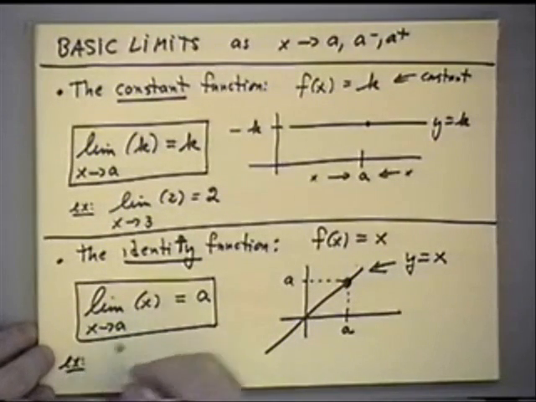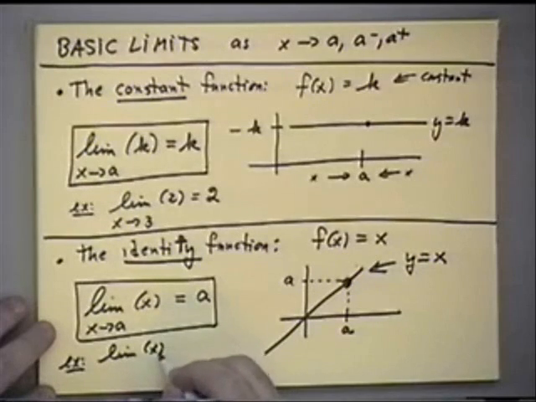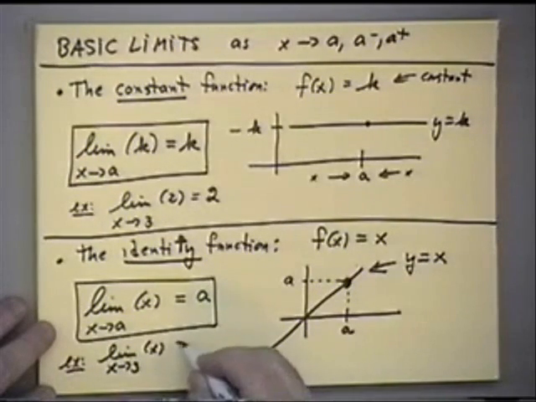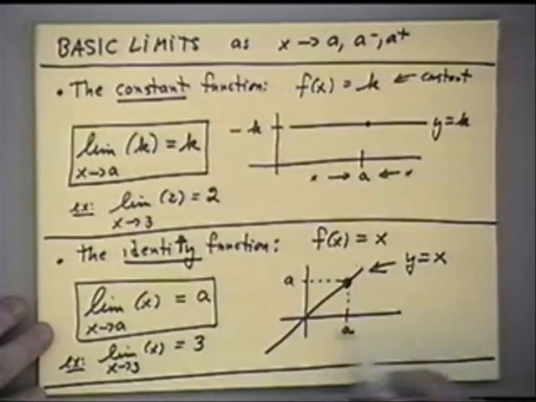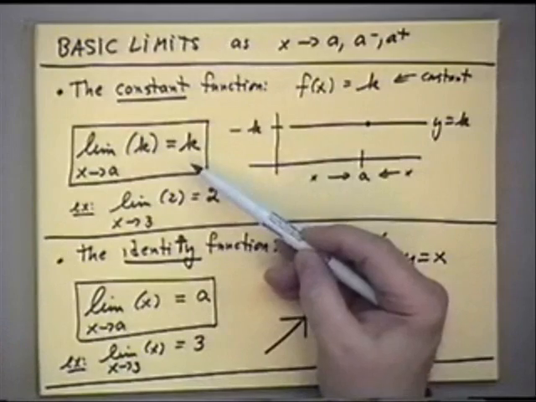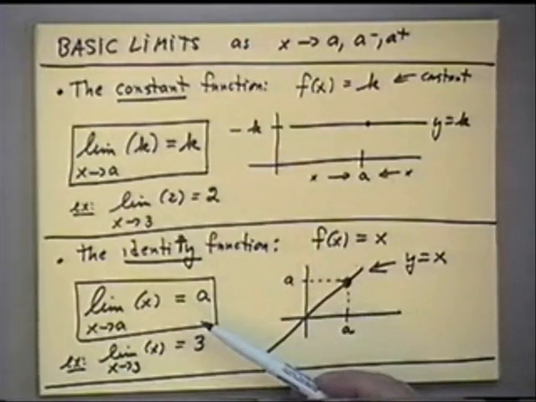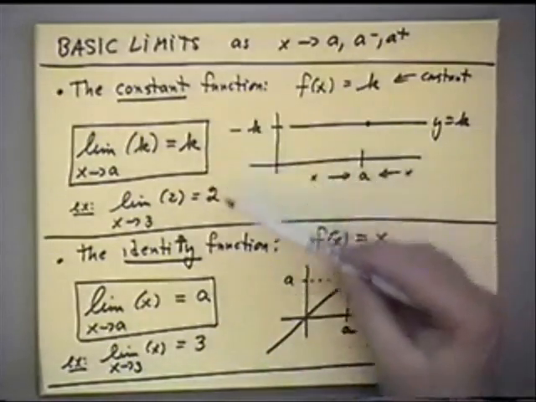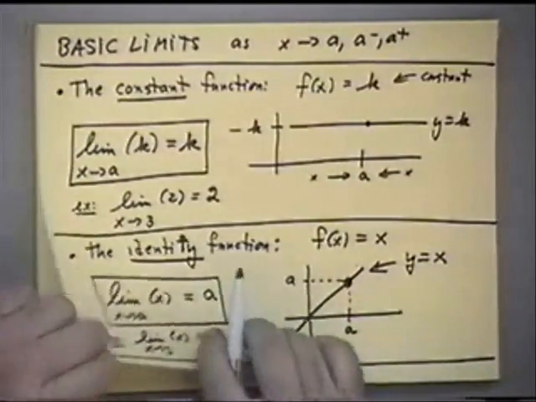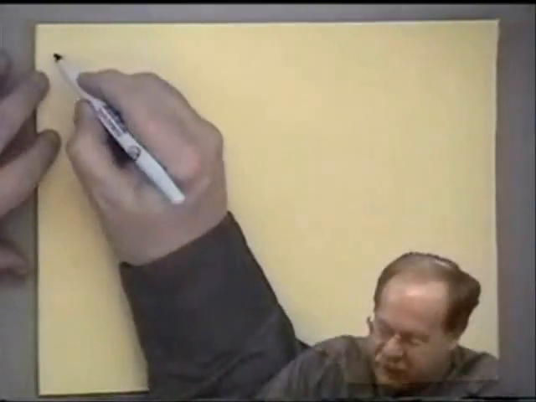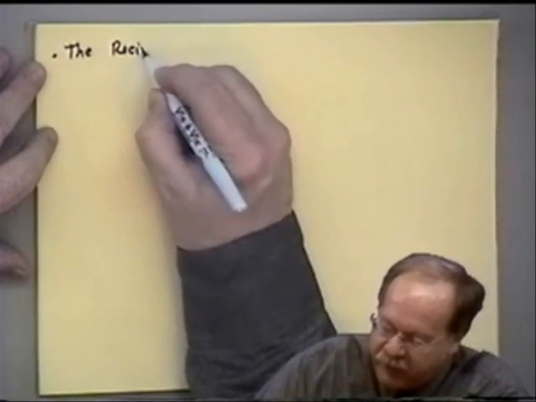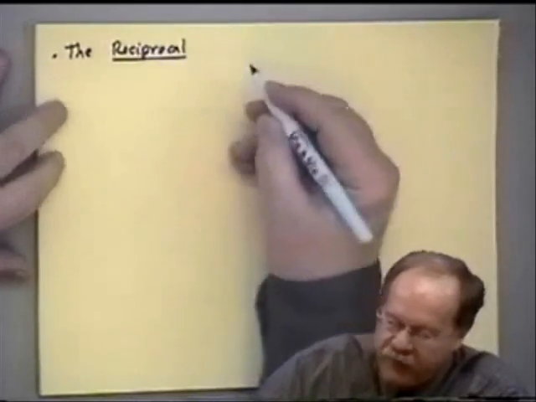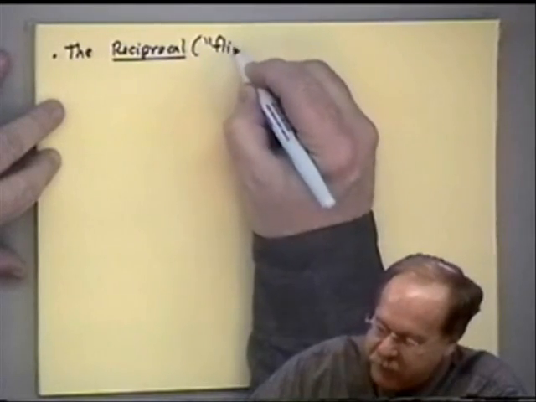So, for example, you might try the limit of x as x approaches 3. Well, that's 3. So, the identity function here and the constant function here are both functions for whom the limit is very easy to take. But we have to start somewhere, so we've started at the bottom, and we have some basic limits now to work with. There's one other basic limit we'll go ahead and say something about now. This is what might be called the reciprocal function. Or if you don't like the word reciprocal, you could say it's the flip-over function.